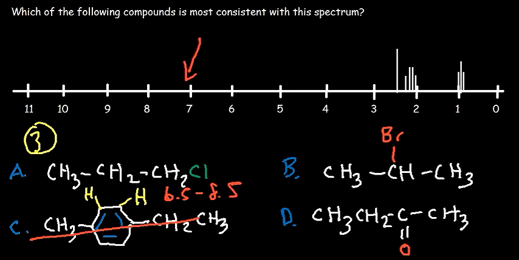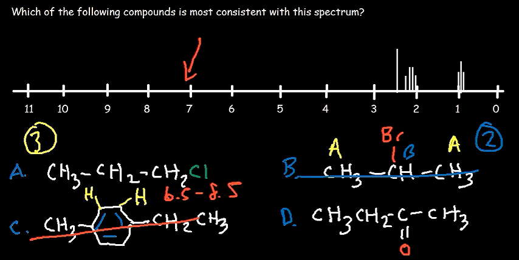Now, if we look at compound B, notice that the methyl groups are identical to each other. And so compound B only has 2 different signals, but here we need 3 different signals. So we can eliminate compound B. So we're between D and A. If you notice, both D and A have 3 different signals. This is signal A, B, and C, and so forth. So now we need to look at another difference. Let's look at the chemical shifts.